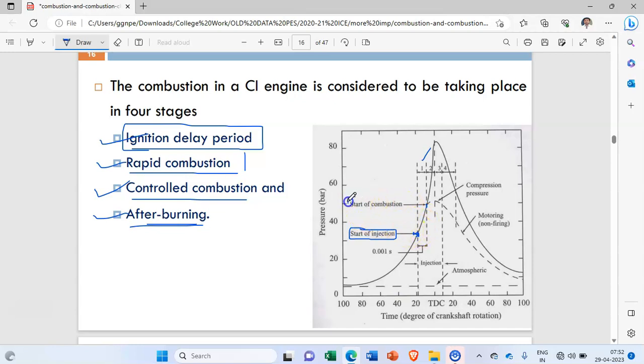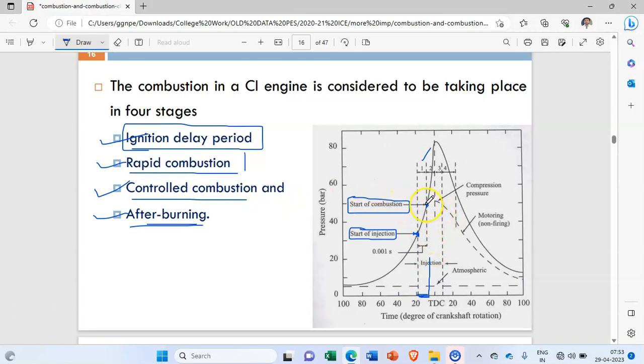The start of combustion is actually at this point B. There is some amount of crank rotation between these two points, and that difference is called the ignition delay period. That means injection has already started but combustion has not started. That particular time period is called the ignition delay period.